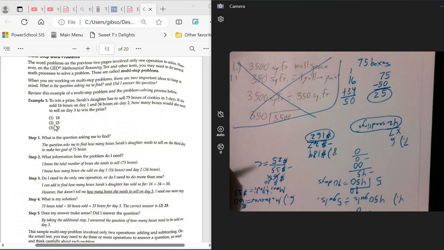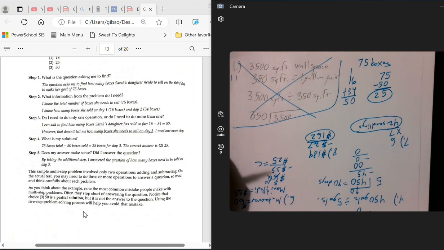I didn't realize this was multiple choice, so it would be choice 2, 25. Does my answer make sense? Did I answer the question? By taking an additional step, I answered the question of how many boxes need to be sold on day three. So we did take care of that.